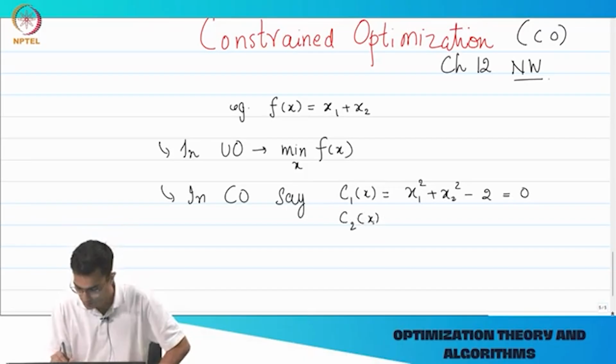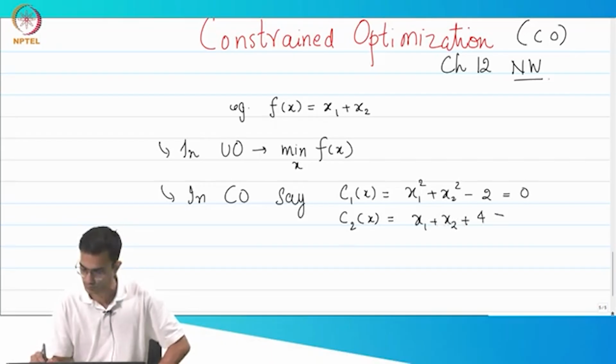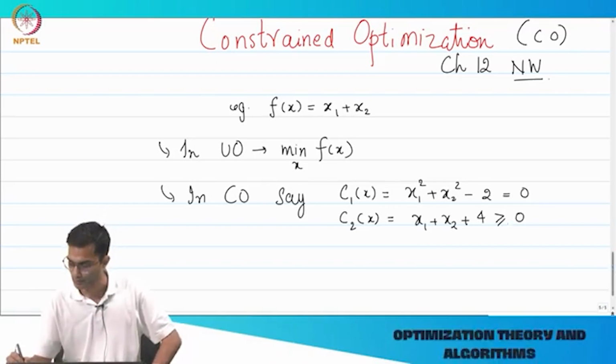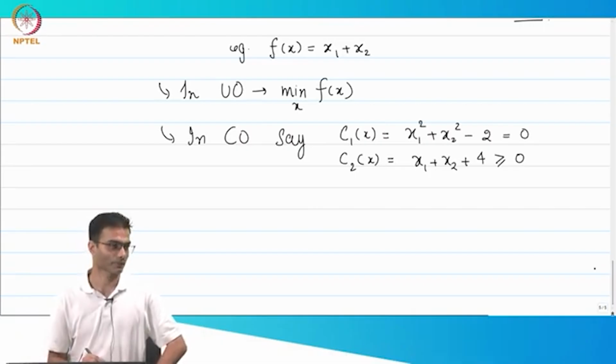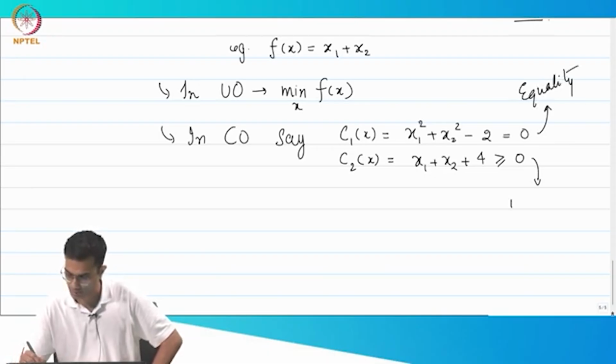Let me, to make matters more interesting, give you one more constraint. x1 plus x2 plus 4. This is what kind of an inequality? I mean, what kind of a constraint? It's an inequality, right? So very roughly speaking, I have an equality constraint and I have an inequality.